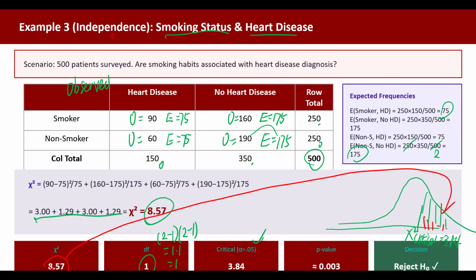So that's basically reject H0. H0 says they are independent. Rejecting H0 means they are associated. In other words, smoking status has an impact on heart disease. They are associated. The conclusion is that smoking status and heart disease are associated.